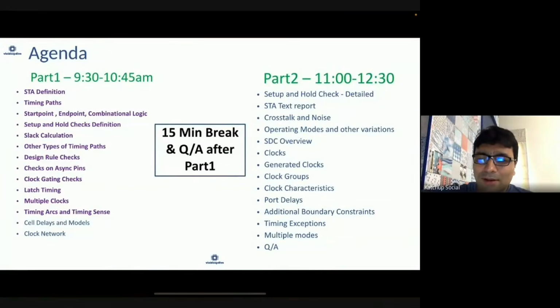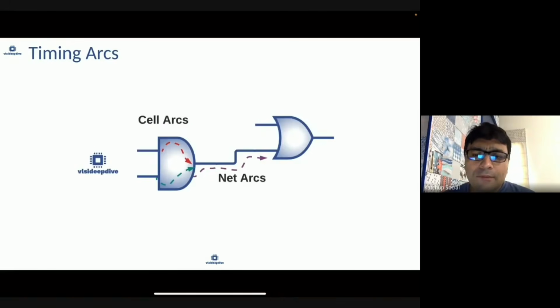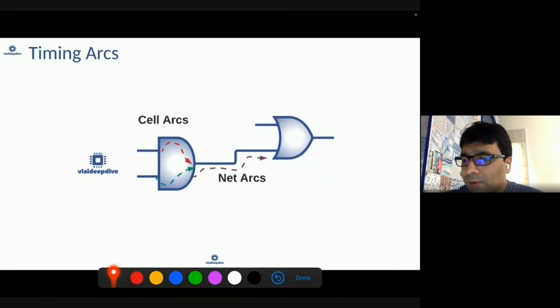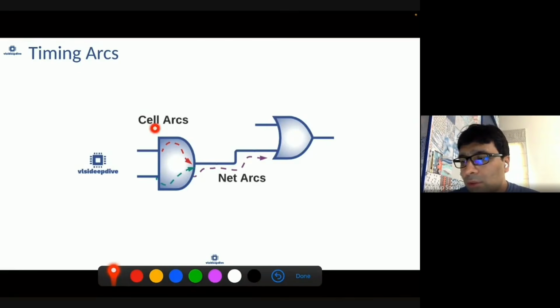So let's understand a little bit of terminologies related to timing arcs and cell delays before we start looking into setup and hold checks with more details with clocks and other things involved. One of the important terminologies used is timing arcs. There are two types of timing arcs, one known as cell arcs and the second known as net arcs.